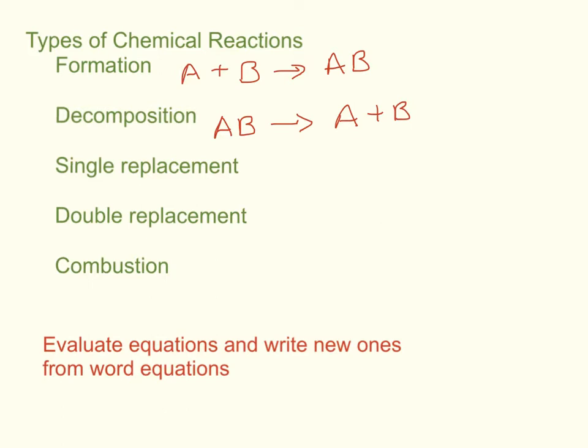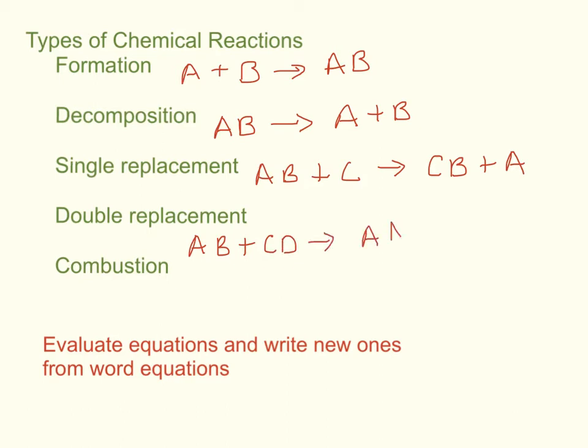A single replacement reaction concerns a compound plus some new element. This happens with metals, and basically the one metal will kick the other one out, and so you're left with a different compound and an element. In a double replacement reaction, you're starting with 2 compounds and they are switching partners. And so we have AB plus CD, and we'll end up with AD plus CB.